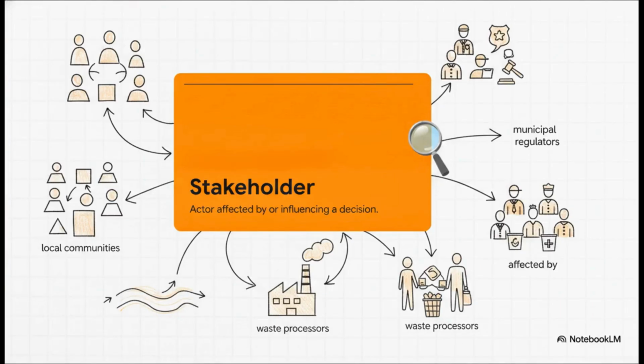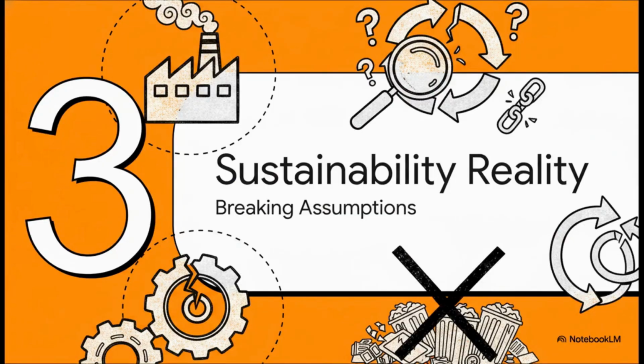Finally, stakeholder. A stakeholder is any actor affected by or influencing a decision. Remember, industrial systems don't just run on autopilot. Human actors drive these resource flows. Their active cooperation, whether we're talking about local communities, waste processors, or municipal regulators, is strictly required to make industrial symbiosis happen. No stakeholder buy-in, the system fails. It's that simple.